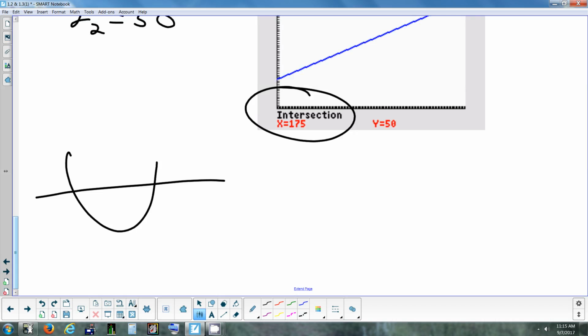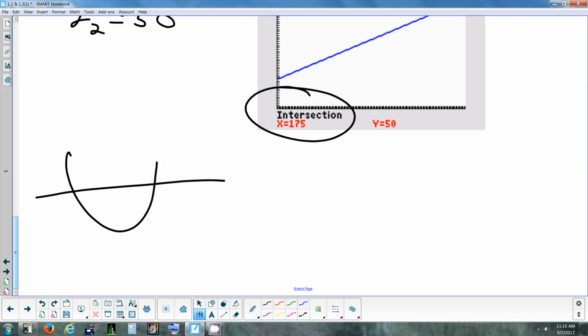Anybody have an idea why they give you a guess now? Yep? Those 2 intersection points. Because there's 2 intersection points, and the calculator is only going to give you 1 at a time. So if you have a graph like that and you wanted to find both intersection points, you have to go through the process twice. Okay?